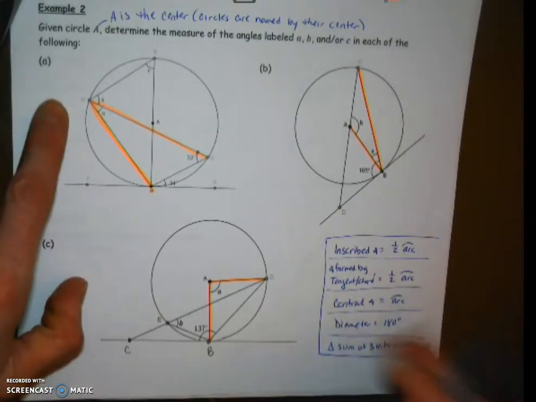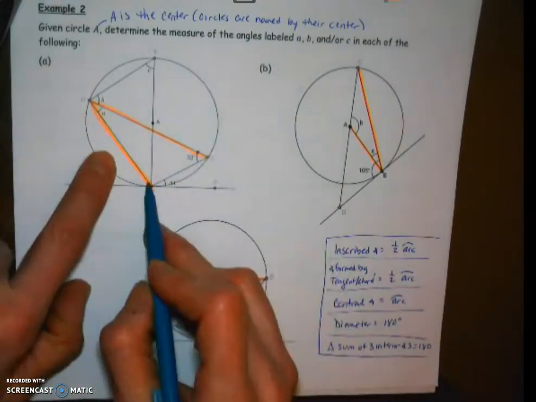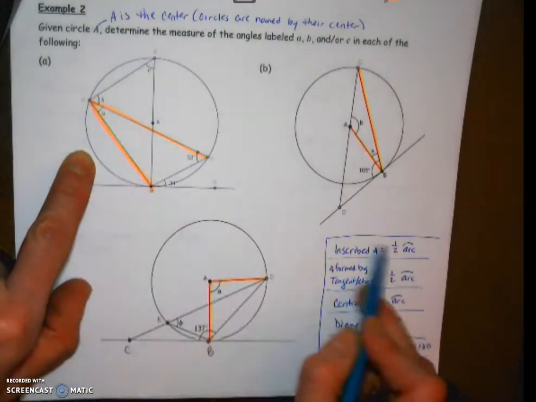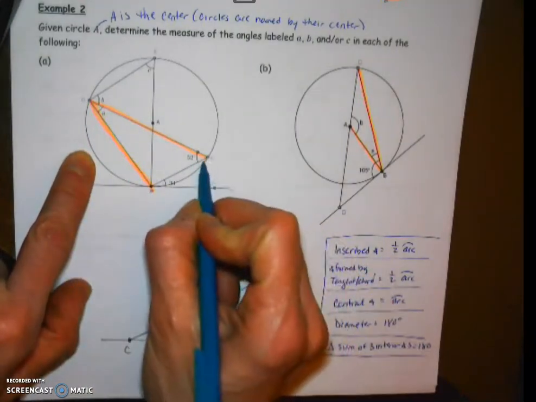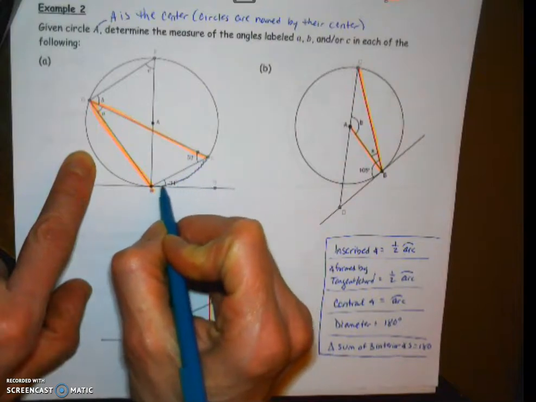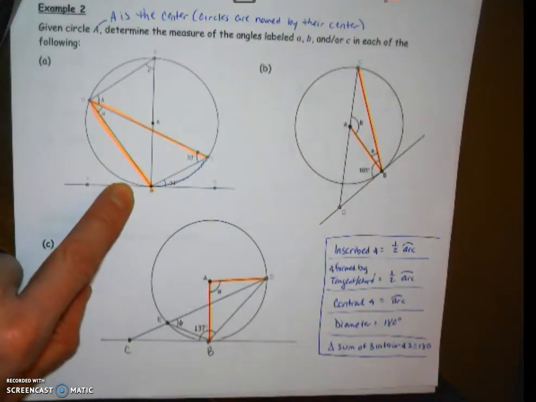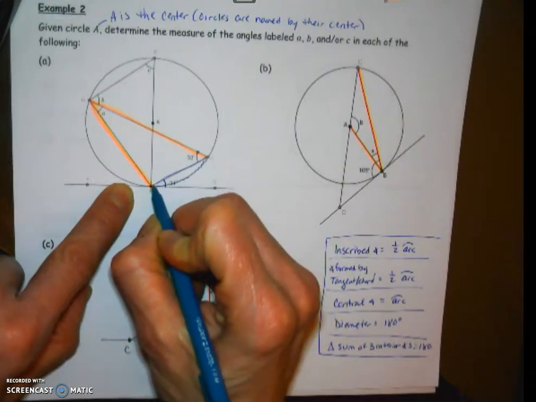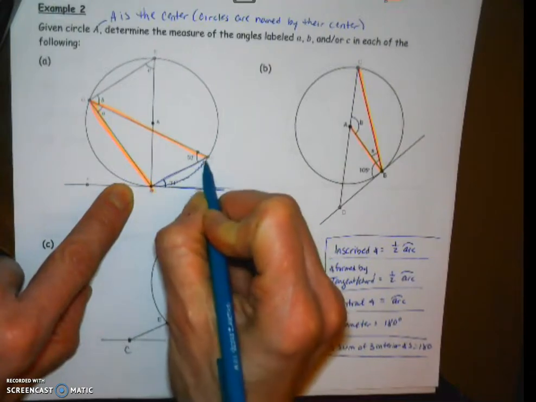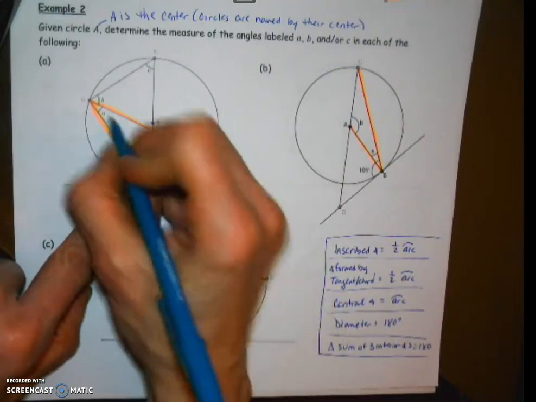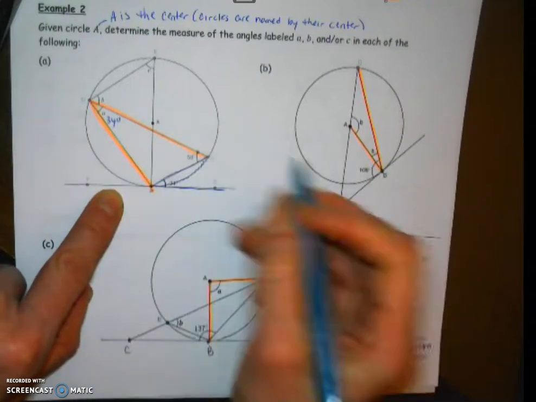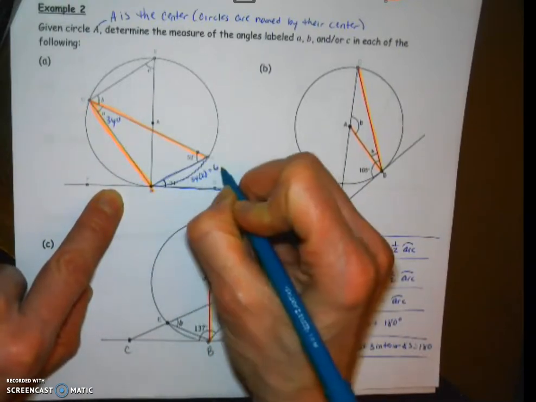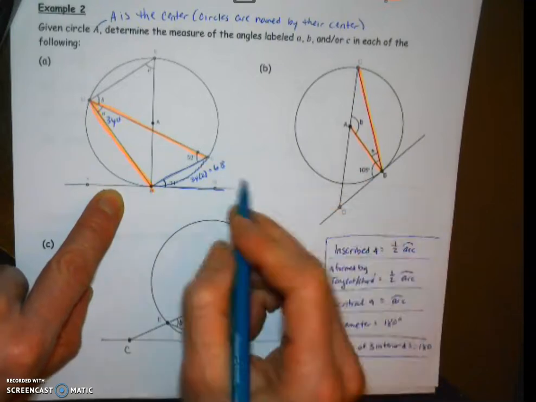So starting with part A, it says find the measure of angle A. So what do we have? We have this angle A, which is actually an inscribed angle, which means it's going to be half its intercepted arc, which is going to be half of arc BC. So then I go, well, what did they give me? Well, they gave me this angle of 34 degrees, which is an angle formed by a chord and a tangent, which is also half of this arc. So therefore, angle A is also going to be 34 degrees, which is going to be half of this arc, which if you wanted to figure it out, would be 68.